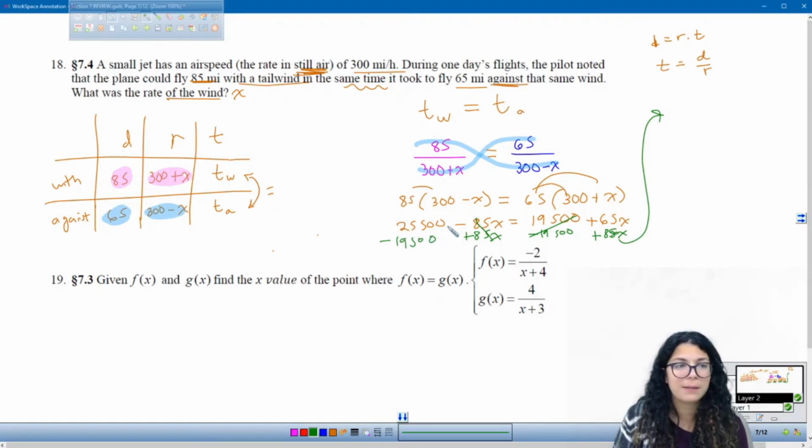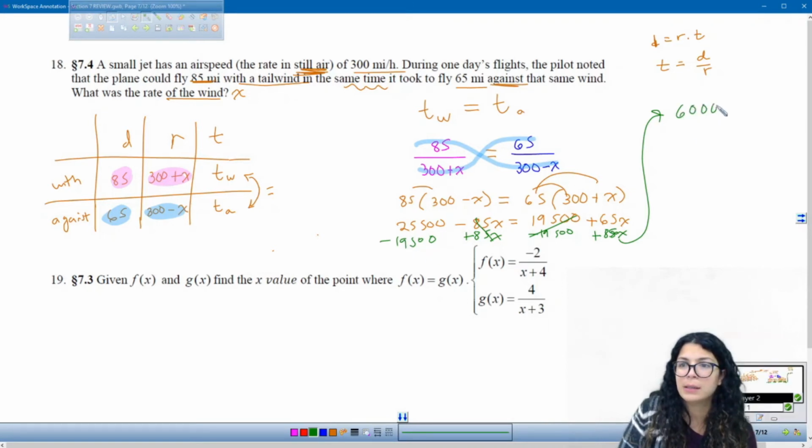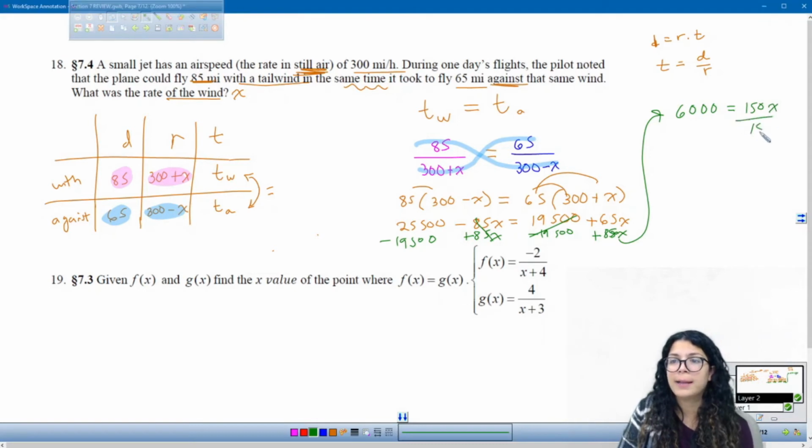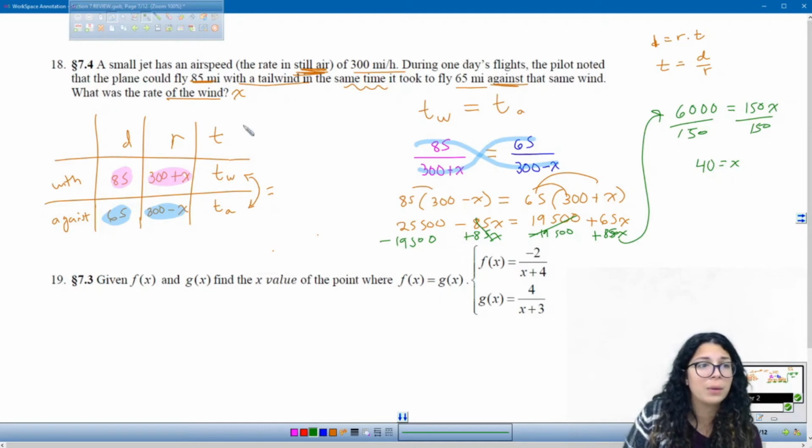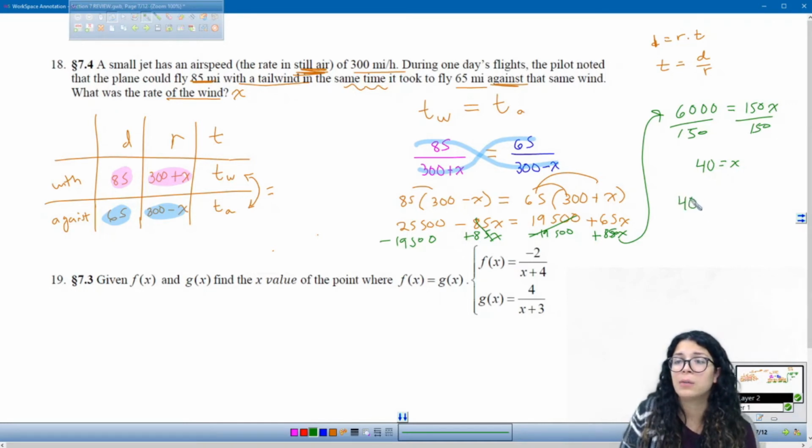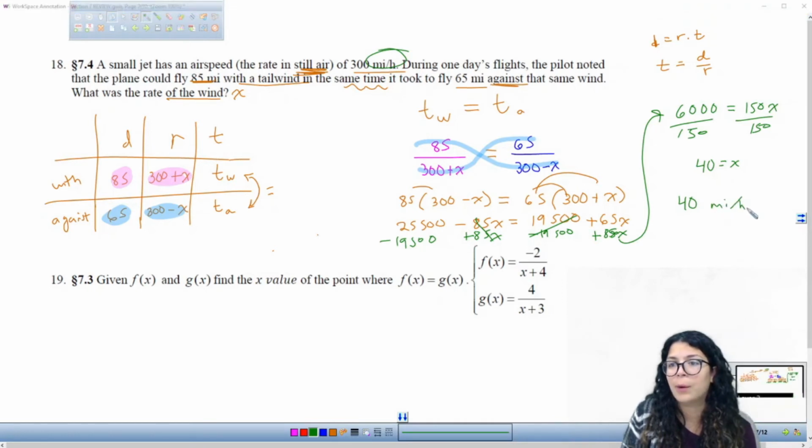Now, 25,500 minus 19,500 is 6,000. And 65x plus 85x is 150x. Then to solve for x, divide by 150 on both sides. 6,000 divided by 150 is 40. So x is 40. X represents the rate of the wind, so that means the rate of the wind is 40, and the unit of measure here is miles per hour.